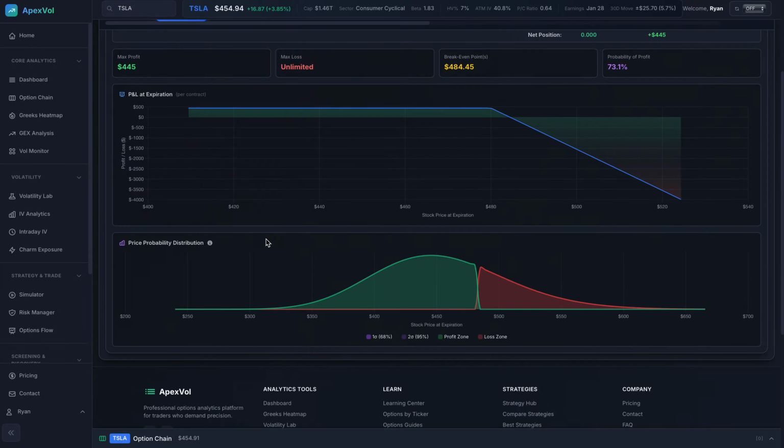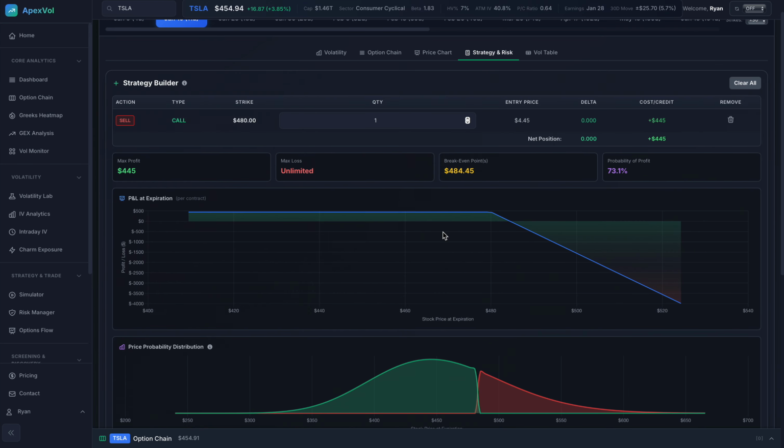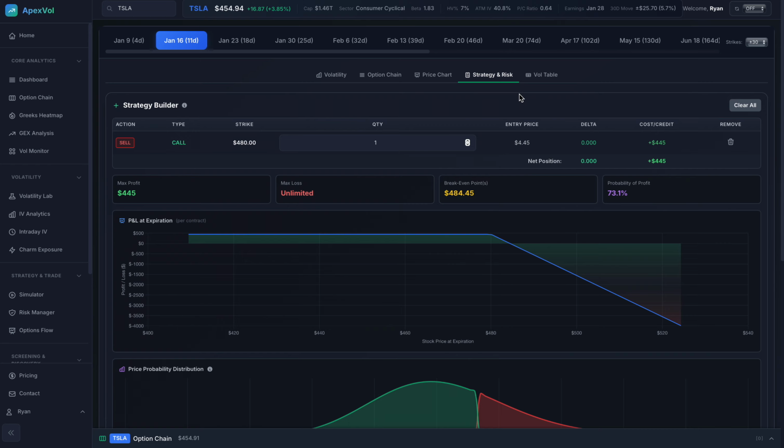We then have this price probability distribution. So this helps to visualize at expiration where your profit zones and the loss zones are in relation to the standard deviation of the stock move. And you also have this P&L at expiration here to help visualize at expiry what your option position will do.